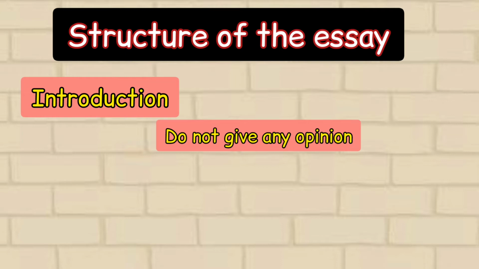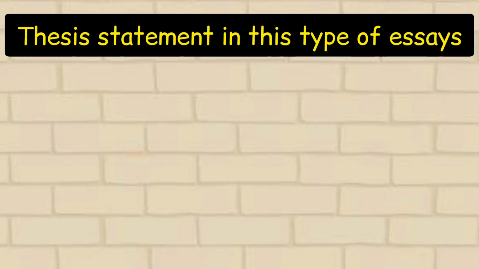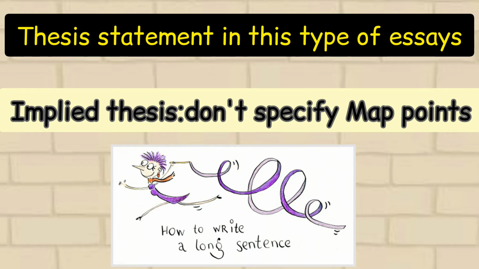The structure in the introduction: we've got the opening statement. We are going to narrow the topic, the leading sentence, and the thesis. Take into account that the thesis statement in this type of essay is not stated. It is implied. You are going to use advantages and disadvantages in the thesis statement, because if you include all the advantages or all the disadvantages in the thesis statement, that thesis is going to be too long.